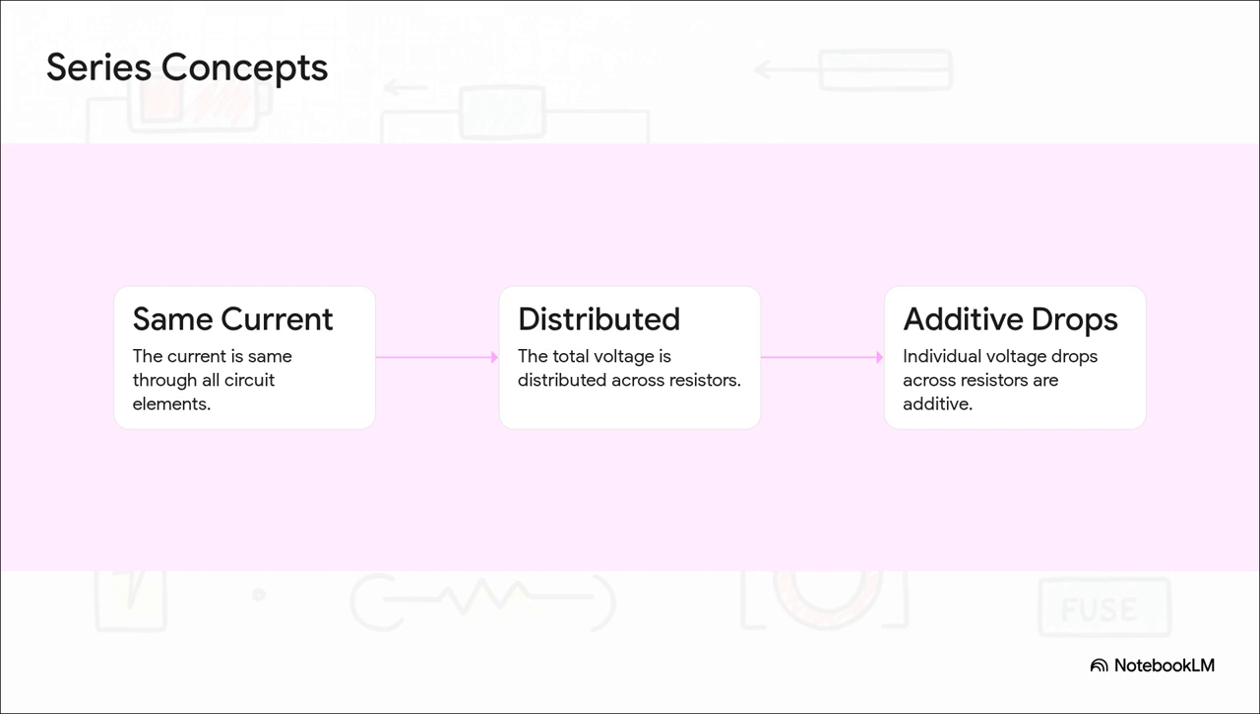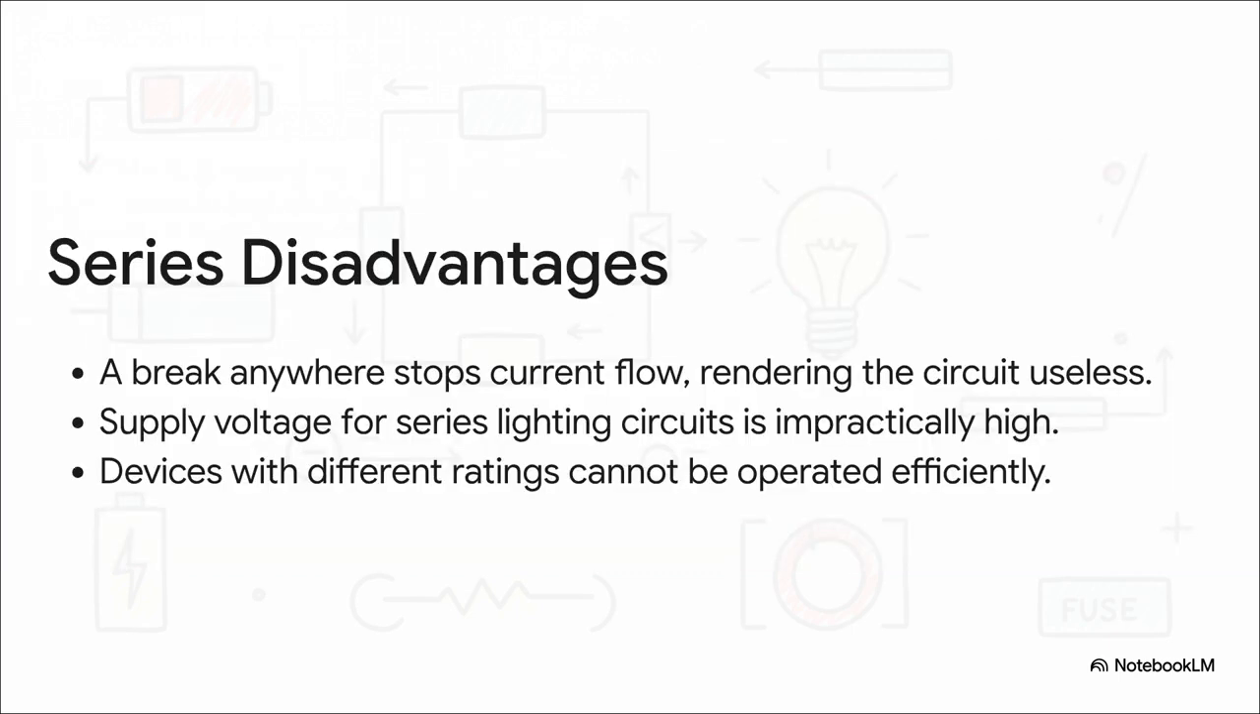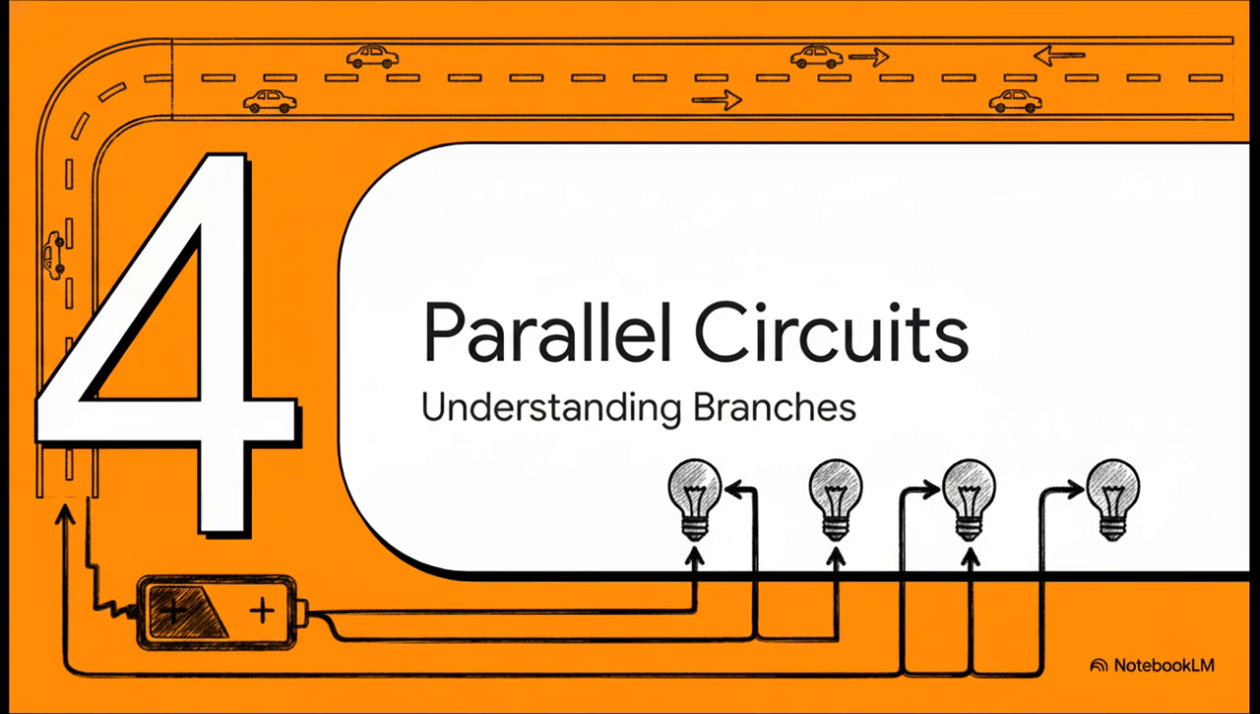But step 2, the voltage gets chopped up and distributed across each individual resistor. The really cool part is step 3. If you add up all those individual voltage drops, they will perfectly equal your total starting voltage. But as you might guess, there's a pretty fatal flaw to this one-lane design. If you've ever spent hours, and I mean literally hours, trying to find the one broken bulb in a string of holiday lights, you already know the pain. A single break stops all flow and renders the entire circuit completely dead. Plus, because different devices need different voltages, wiring your entire house in series would be an absolute disaster. So, how do we fix the one-lane problem?